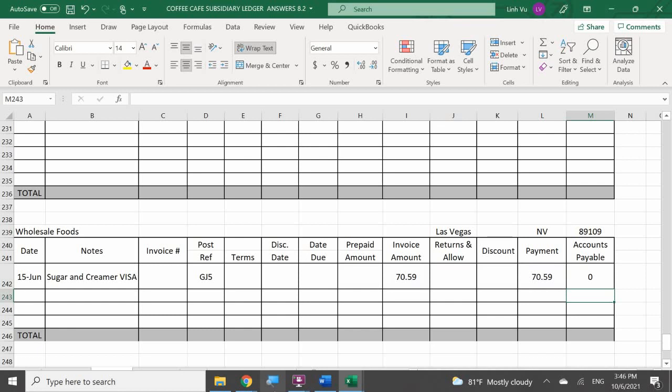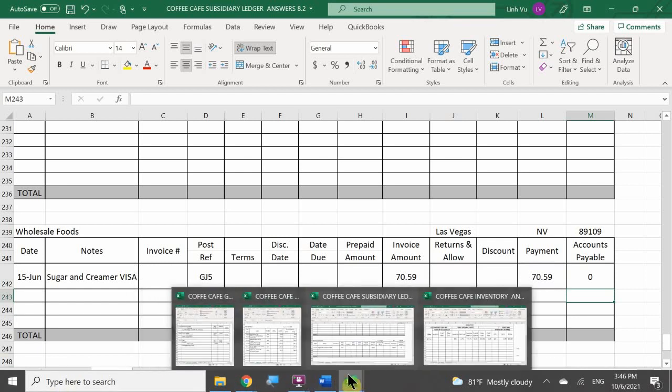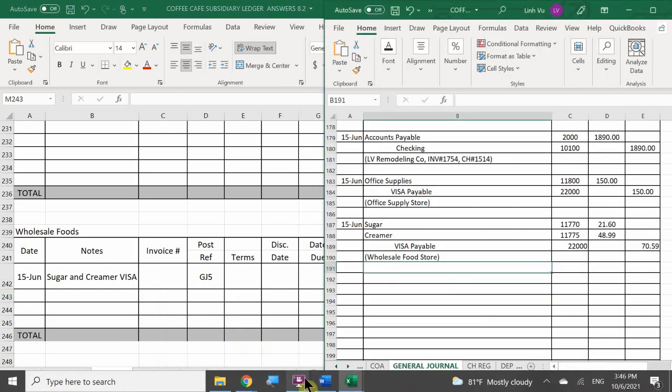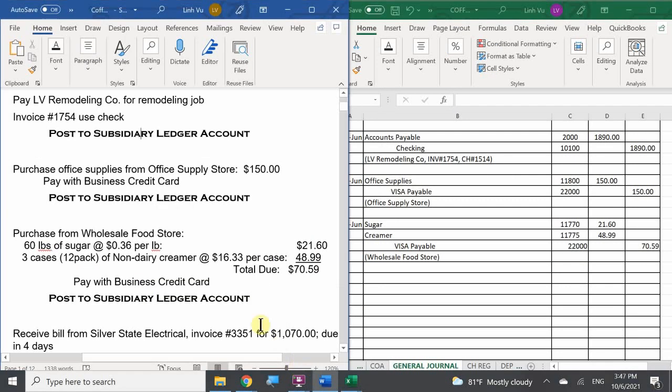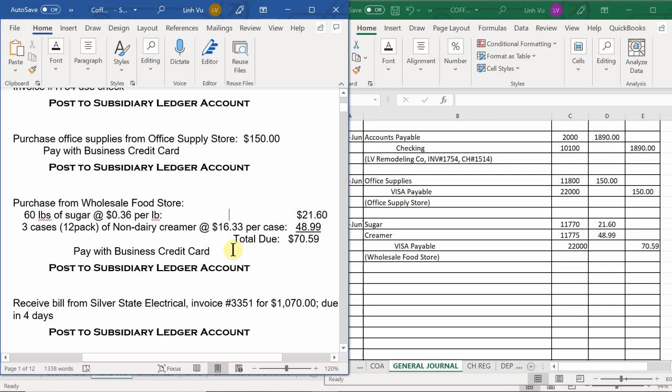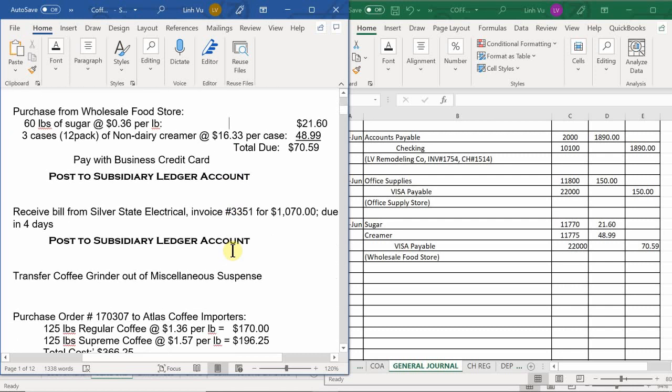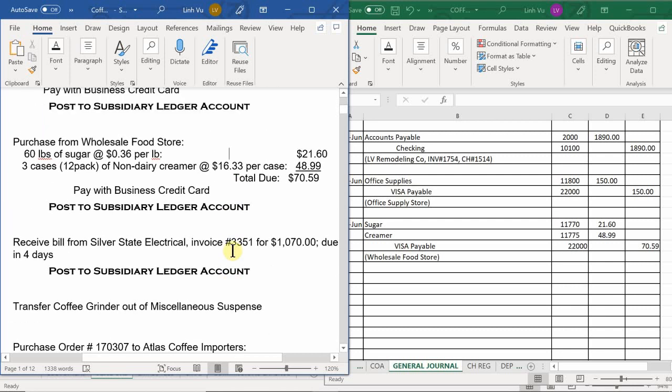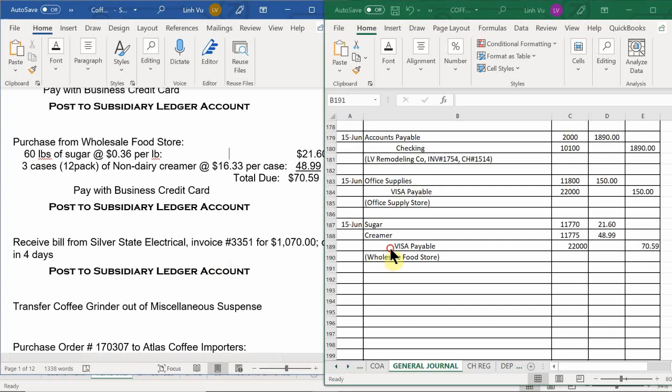Right. So we received a bill after that. We received a bill from Silver State Electrical. So we have to stay on the subsidiary ledger because we're going to pay. We have the details of the Silver State Electrical.